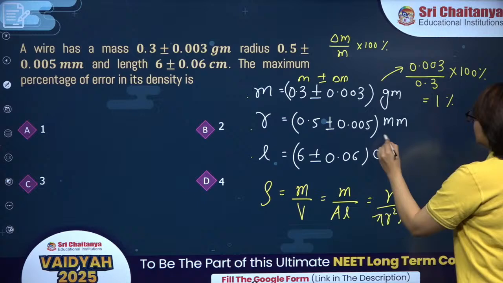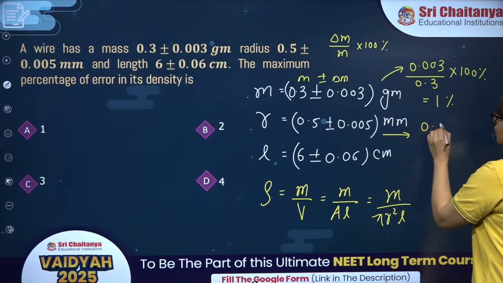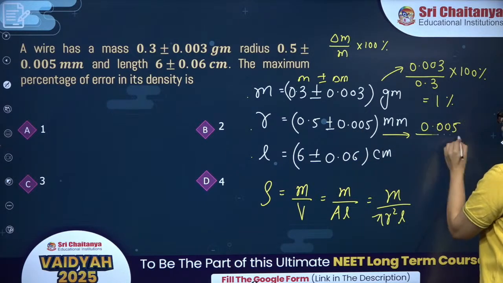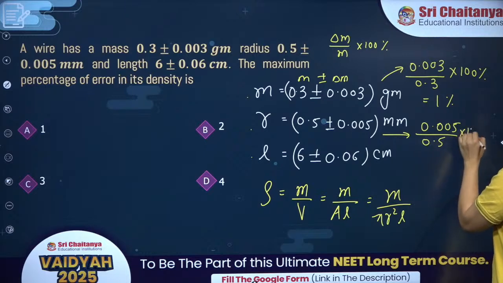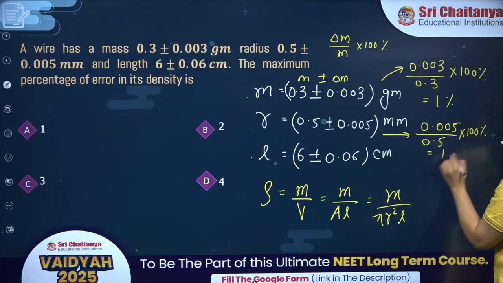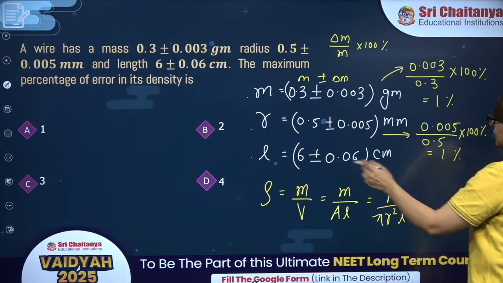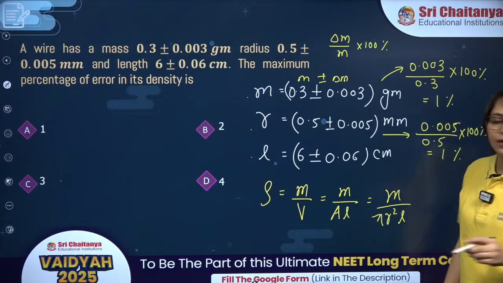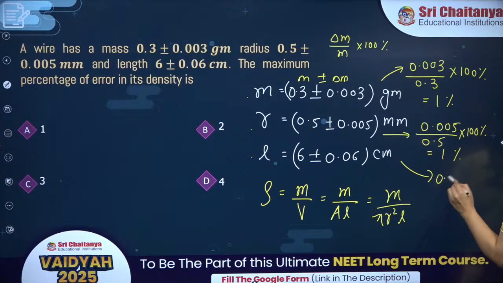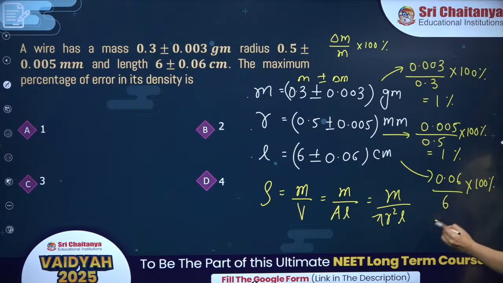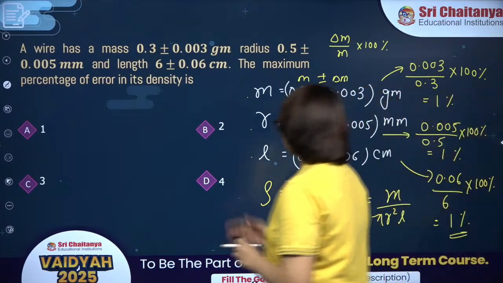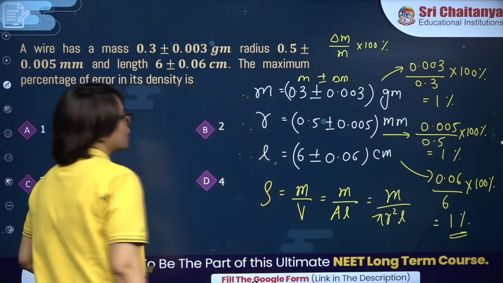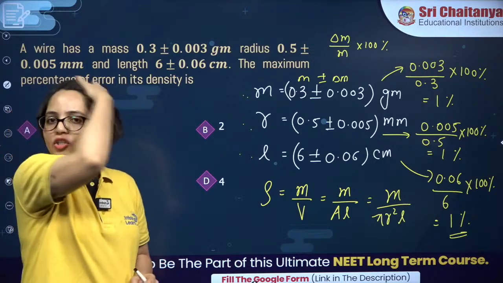Also find the percentage error in the measurement of R, which is 0.005 divided by 0.5 into 100%. So it will be 1%. Again, percentage error in the measurement of length is 0.06 divided by 6 into 100%, which is again 1%. So M, R and L, all three quantities have 1% percentage error in the measurement.